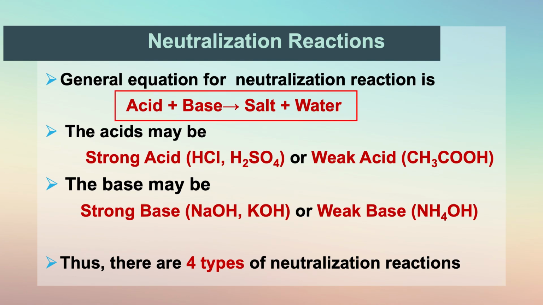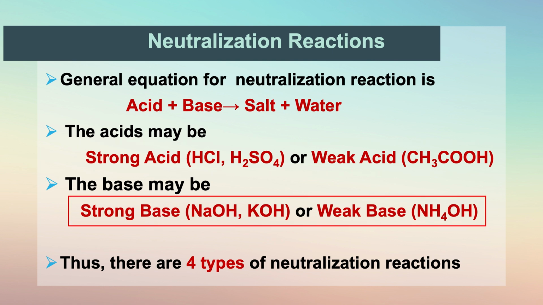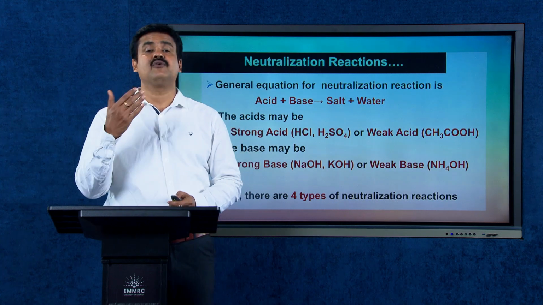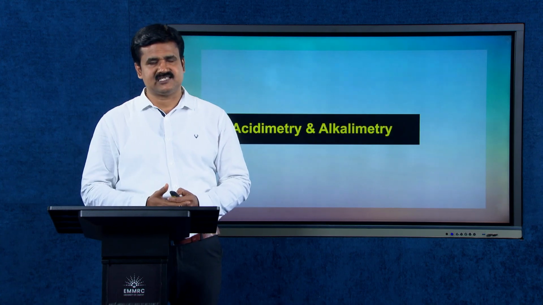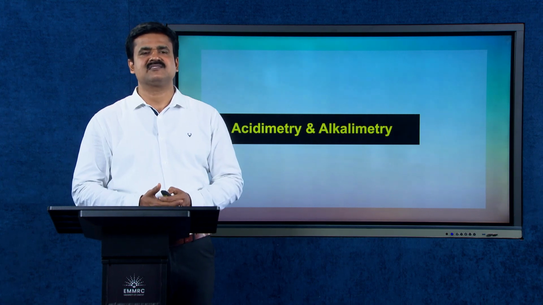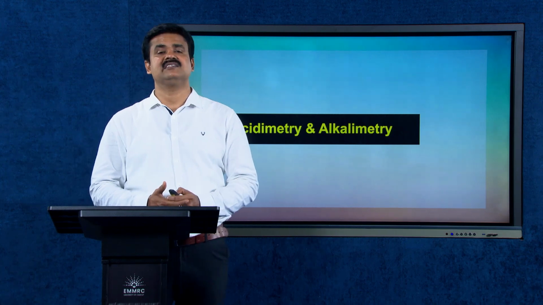The acid may be a strong acid like HCl, H2SO4, etc., or a weak acid like acetic acid or CH3COOH. The base may be a strong base like sodium hydroxide, potassium hydroxide, etc., or a weak base like NH4OH. Thus, theoretically, there are 4 types of neutralization titrations. Now, we are discussing the theoretical aspects associated with acid-base titration, that is nothing but acidimetry and alkalimetry.